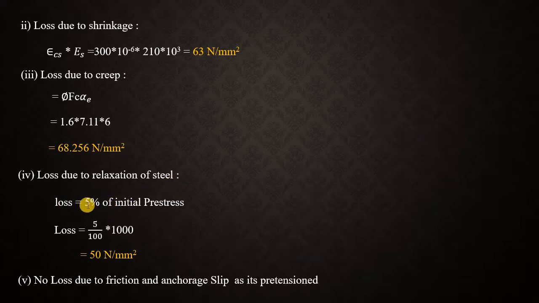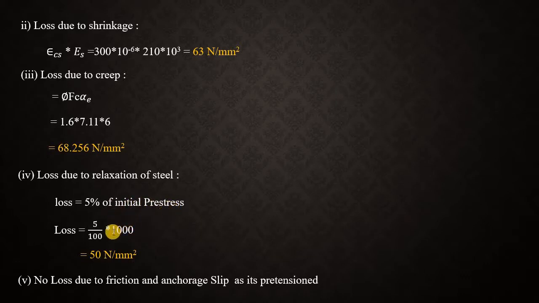Here it's an important part. This value will keep on changing, it depends on the question. Here in the question they have given relaxation of the steel as 5%, it may vary for 3%, 2%, like that it may vary. So according to the question you just change it here.